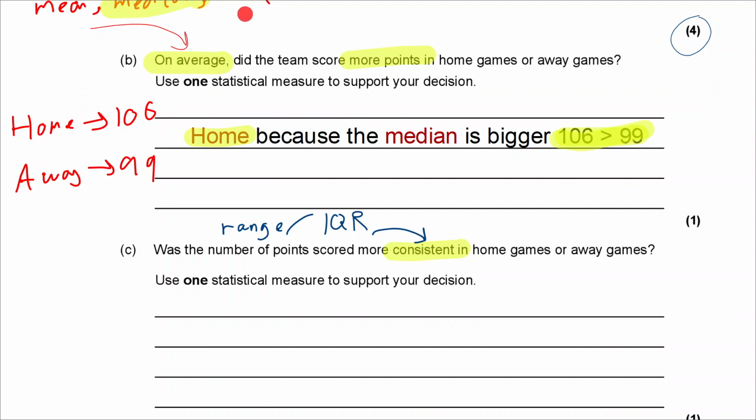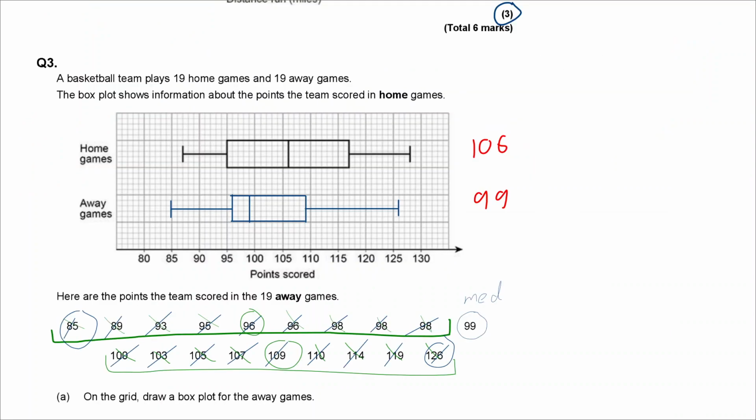Average is the mean, the median, or the mode. Consistency or spread or variability is the range or the interquartile range. Now, personally, I would always compare the interquartile range. So going back to our diagrams, this was the medians. If I go over here, that's going to now compare the interquartile ranges. For home games, the upper quartile is 117, the lower quartile is 95. So 117 take away 95 gives you 22.